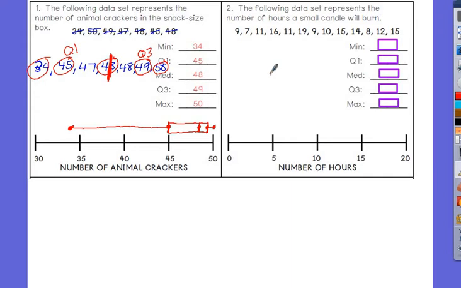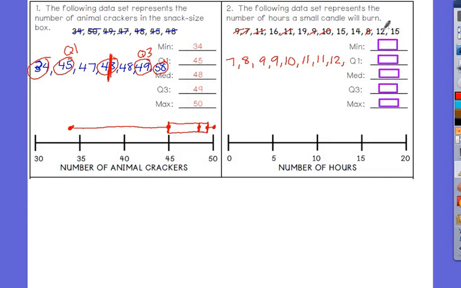All right, number 2. We're talking about the number of hours a small candle will burn. I need to put this in order from least to greatest. So we have several candles we're looking at. Who's my smallest here? 7. 8, 8, 8. Two 9s. 10. Two 11s. 12. I'm going to move to the bottom.